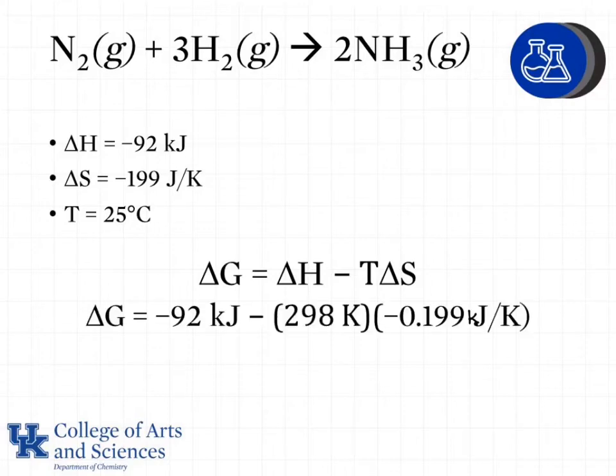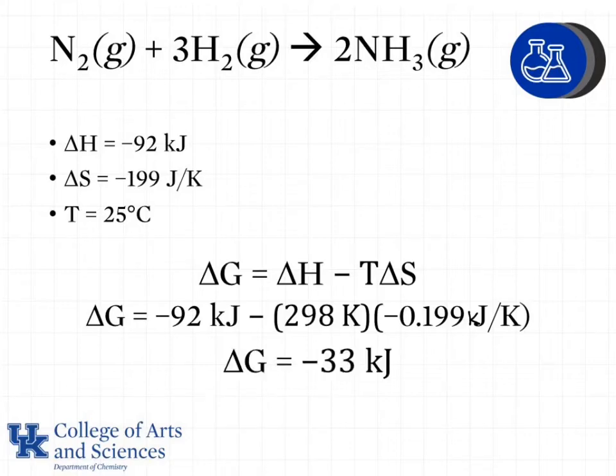So delta G equals minus 92 kilojoules minus 298 Kelvin, because we have to convert to Kelvin, times minus 0.199 kilojoules per Kelvin, because of the units of delta S. Note that I had to convert the entropy value into kilojoules.